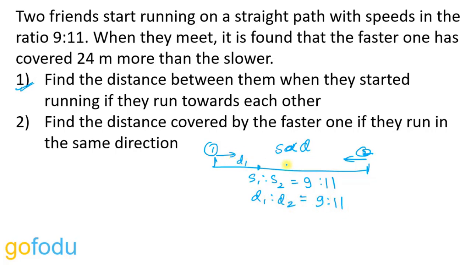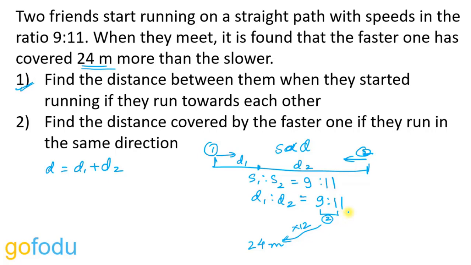Okay, this distance is d1, this is d2. We have to find this complete distance, the distance between them. That would be d1 plus d2. Now on ratio scale, d2 distance is 2 more than d1. The difference between d1 and d2 is 2. But in actual, the distance the faster guy covers more than the slower is 24 meters. So this 2 on ratio scale corresponds to 24 meters in actual value. That means the multiplying factor here is 12.